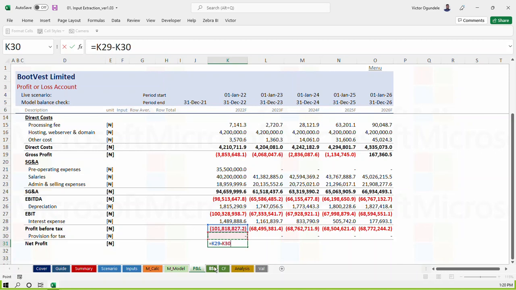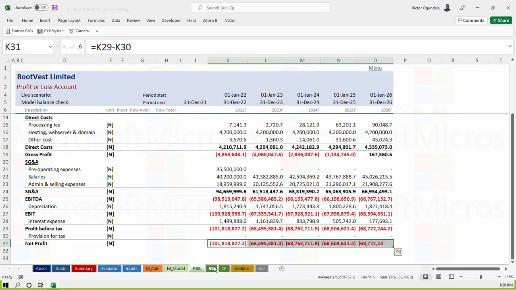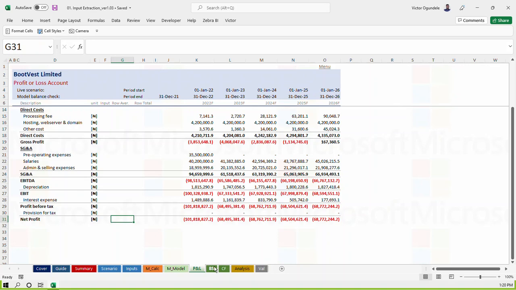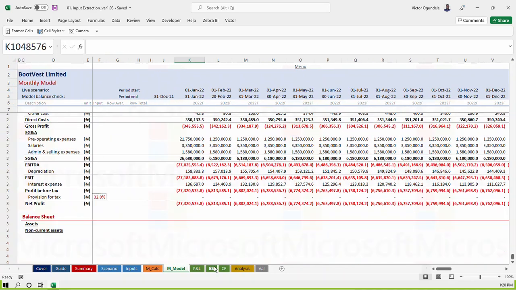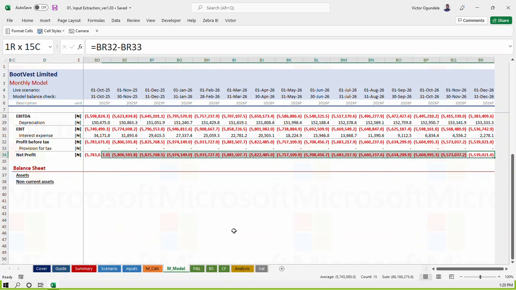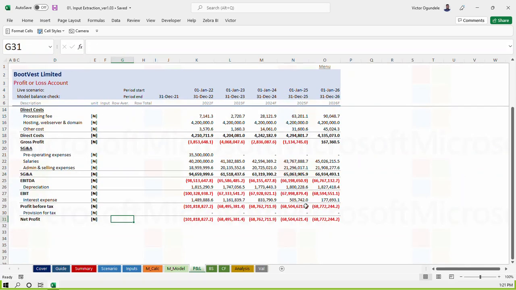So profit minus this, then you have the net profit for the year. To be sure this is correct, let me go to my monthly model and go straight to my net profit for the last year. Here's the total. Copy it, come here, and let me paste it to be sure it's the same thing. So this confirms that your model is good.